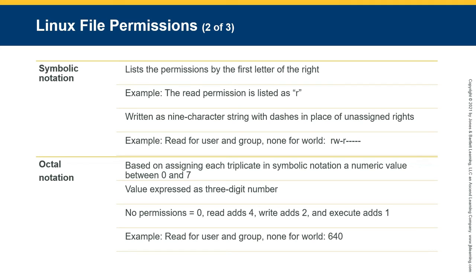Numeric notation is based on assigning each triplet in the symbolic notation a numeric value of 0 through 7, expressed as a 3-digit number. No permission is 0, read is 4, write adds 2, and execute adds 1. Example: 640.